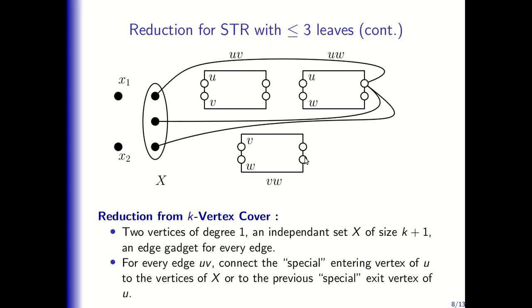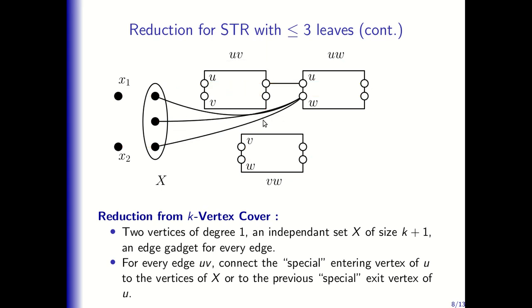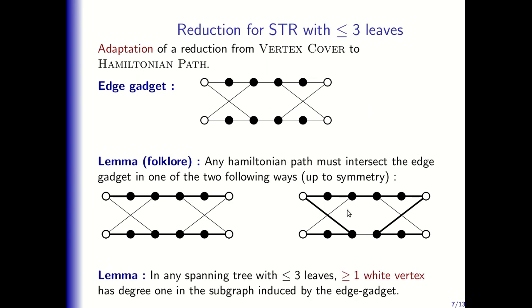Okay, and so now what you can remark is that here the size of X is 3, and your graph has a vertex cover of size 2, which is, for instance, U and W. And you can remark that you have a Hamiltonian path, which is this one. So you start from x1, you go to the first vertex of X, you jump to the first entering vertex of U, and you take one of the two possible situations of the gadget from the previous page, so this one here.